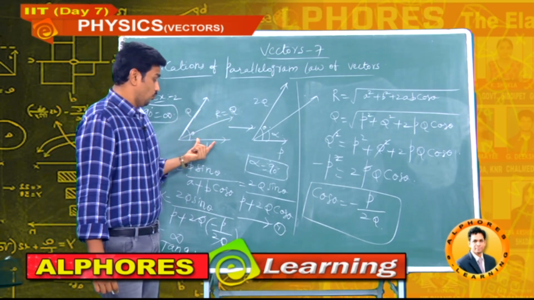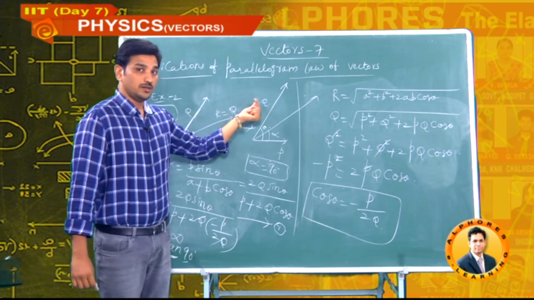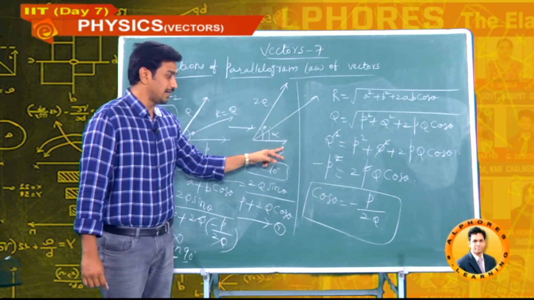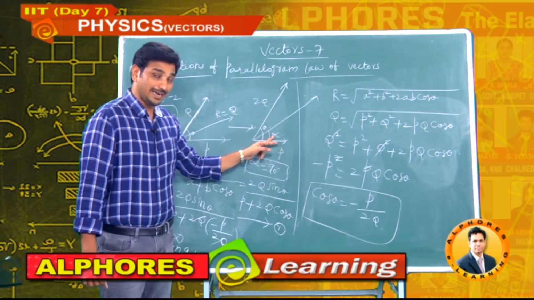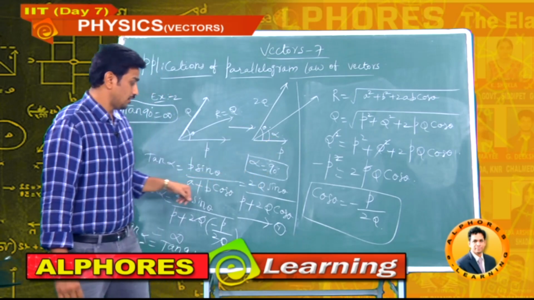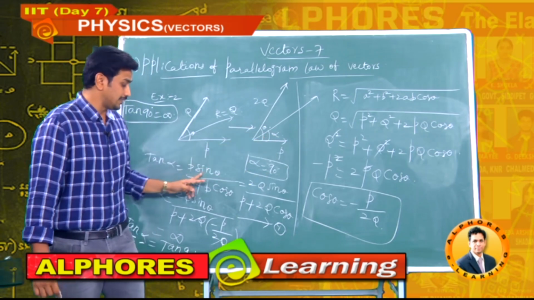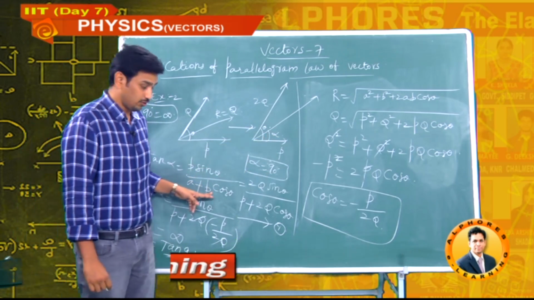Now what are they asking? P as it is, Q is double. Now the resultant is making some angle with P. What angle it is making, that is what they are asking. Alpha we should calculate. For that, we know the formula: tan alpha is equal to b sin theta by a plus b cos theta. That we know.